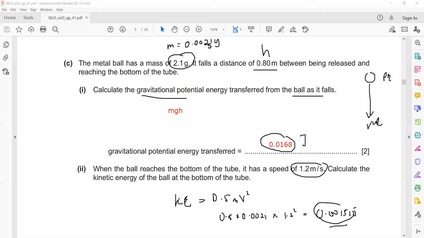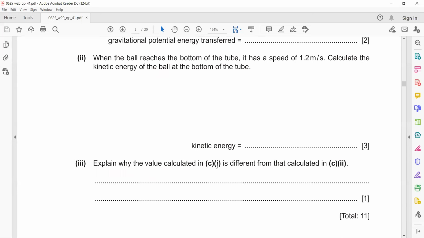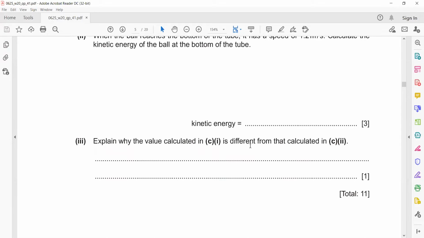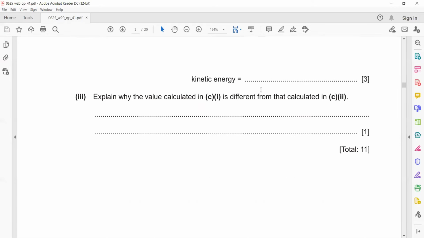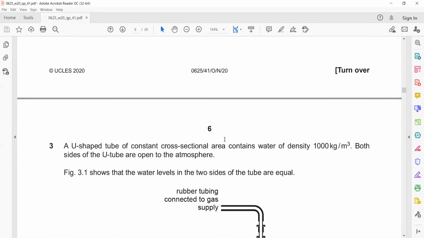So you can clearly see originally it was having a higher energy. When it is coming down, it is having low energy. What happened to the remaining energy? That is actually lost due to the work done against the resistive force, like the forces which are opposing its motion. It is using energy to work done against them. So explain why the calculated value in C1 is different from that of C2. Because some of the energy is wasted or used up to work done against the resistive force or forces of the fluid.